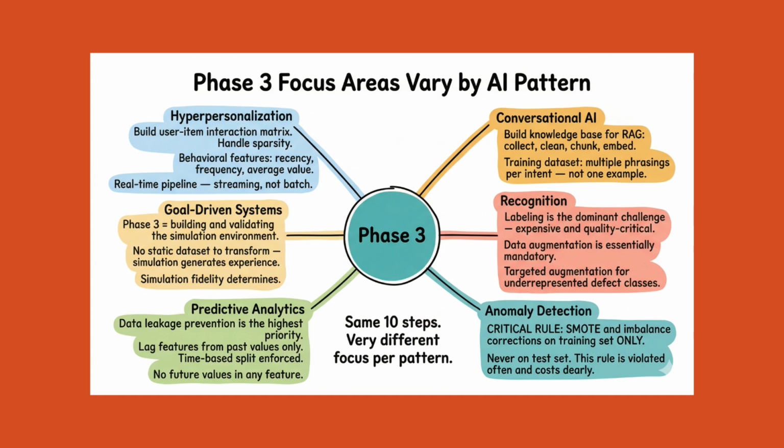For pattern and anomaly detection, the most important rule in Phase 3 is apply class imbalance corrections only to the training set, never to the validation or test set. This rule is violated frequently and produces catastrophically misleading evaluation results when it is.